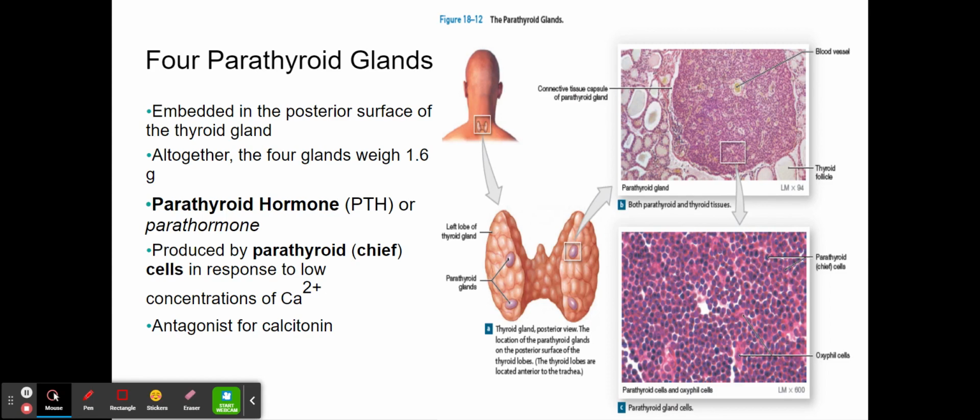The histological appearance of a single parathyroid gland is shown here in the figure to the right. The parathyroid glands have at least two cell populations. The parathyroid, or chief cells, produce parathyroid hormone, and the functions of other cells, called oxyphils, are generally unknown to us at the moment.